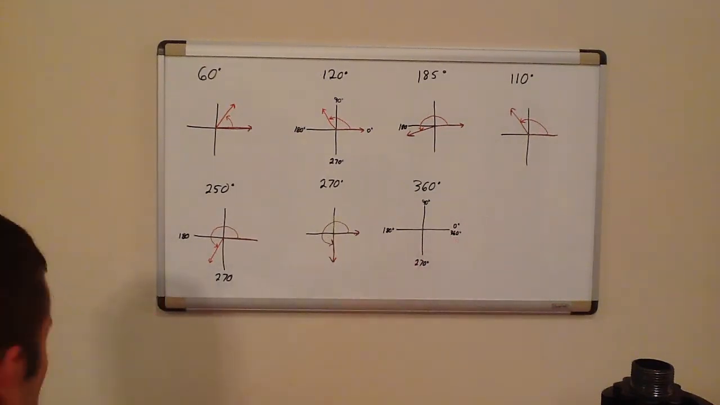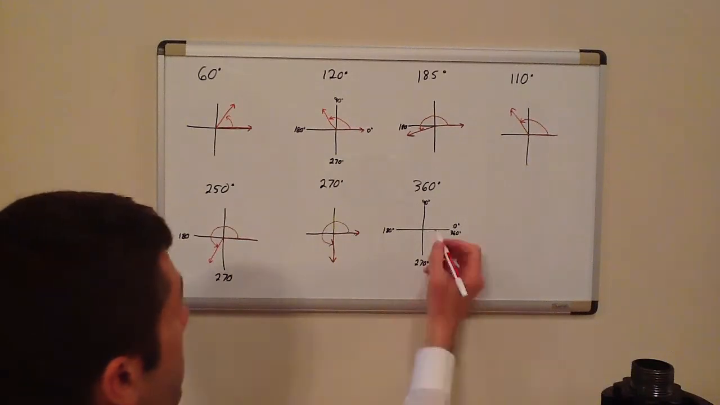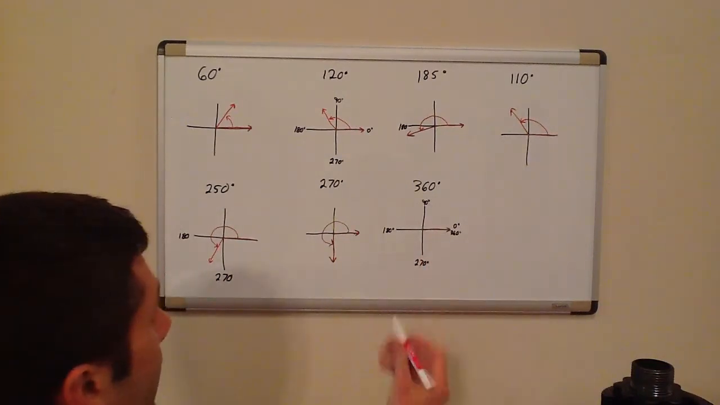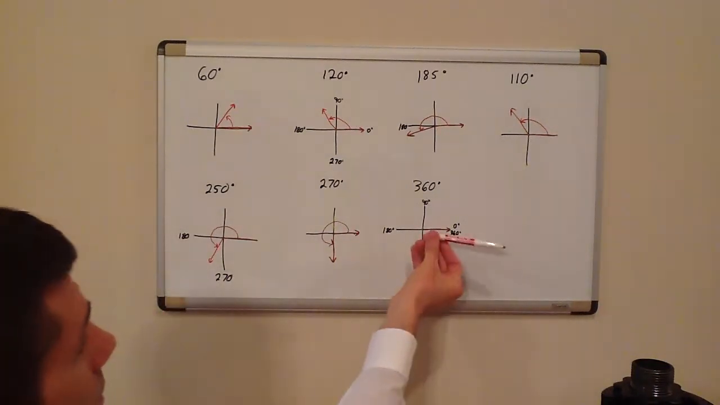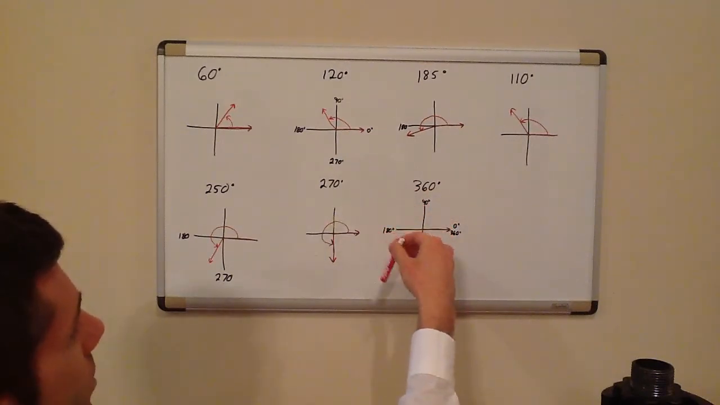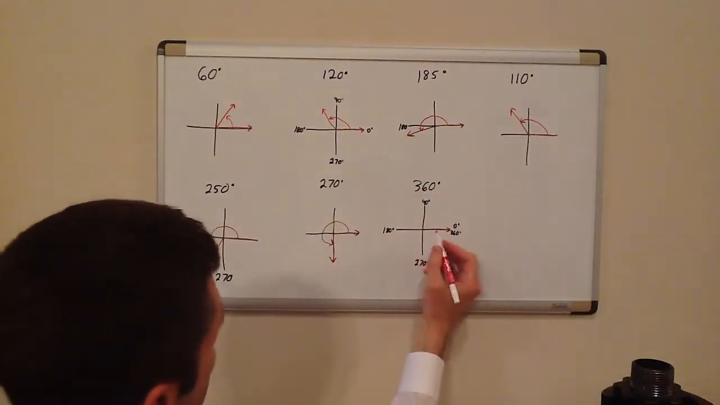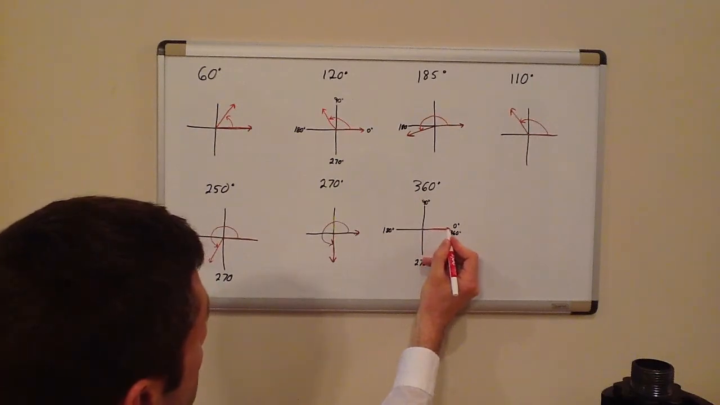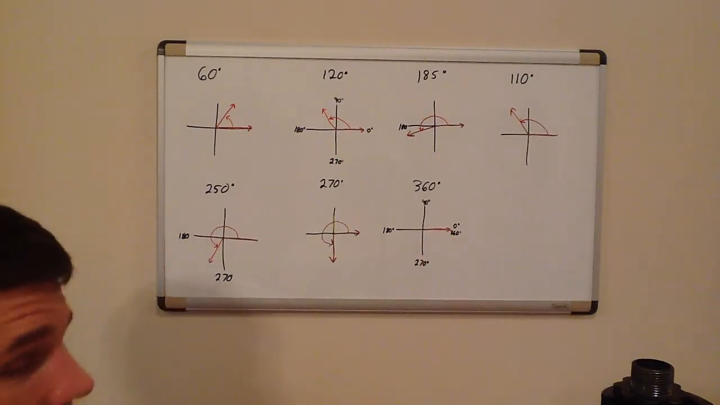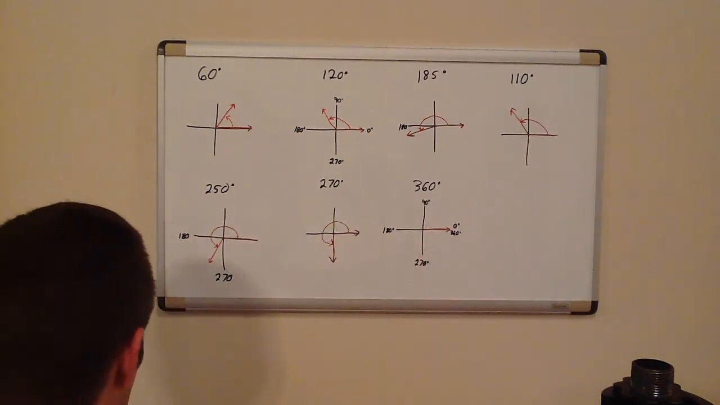So a 360-degree angle starts here, and it would swing all the way around, all the way back around, and it would come back and land in the exact same spot. So it actually is just one ray that goes in one direction.